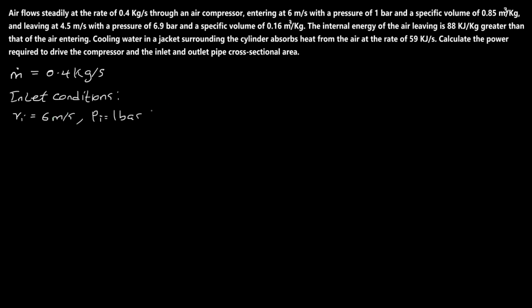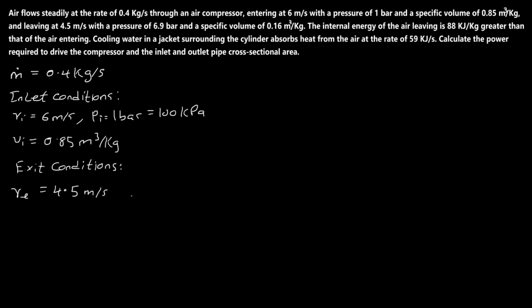So we've been given our mass flow rate, which is 0.4 kg per second. Our inlet conditions, we have inlet velocity 6 meters per second, inlet pressure 1 bar or 100 kilopascals. Specific volume at the inlet is 0.85 meters cubed per kg. For our exit conditions, we have exit velocity as 4.5 meters per second. Exit pressure is 6.9 bar or 690 kilopascals, and the specific volume at the exit is 0.16 meters cubed per kg.